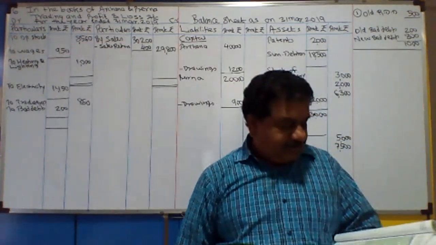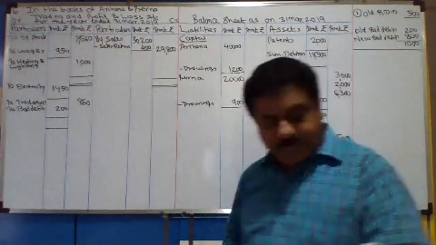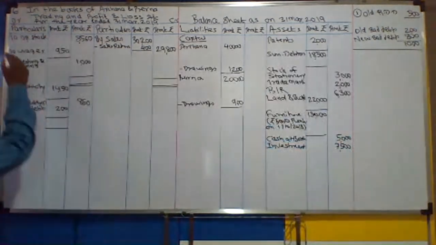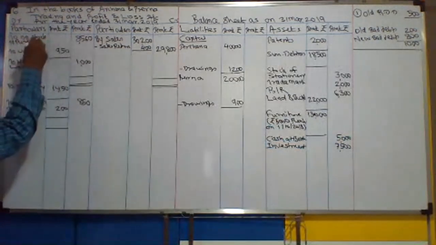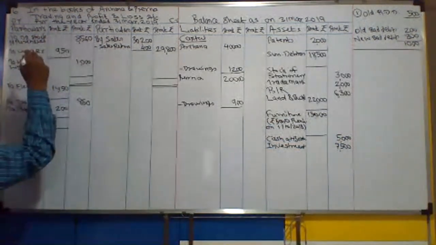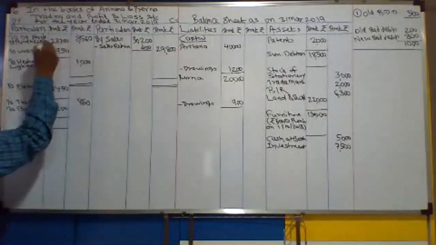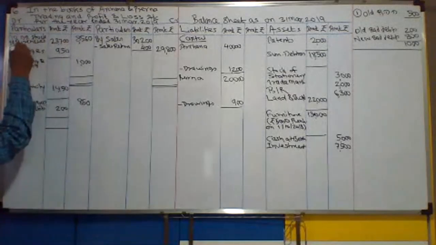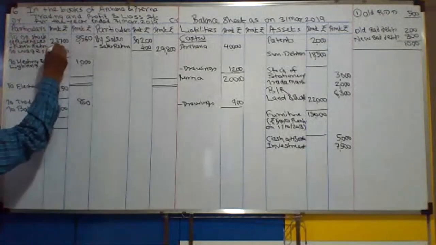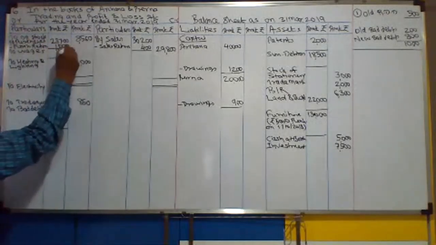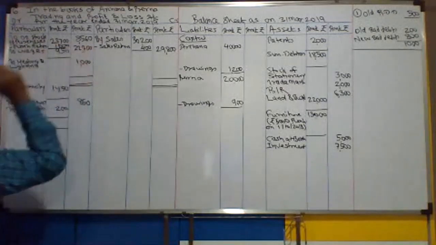Purchases are 23,700. Look at the credit balances. Purchase returns are given to you as 1,000. Right here, purchases. Record in the inner column 23,700, minus from that purchase return 1,000. In the outer column it is now coming 22,700.